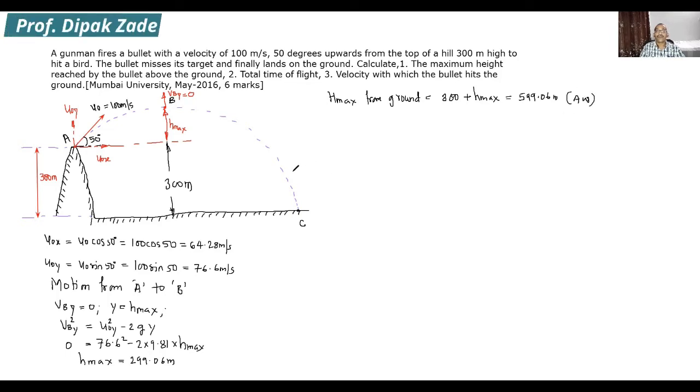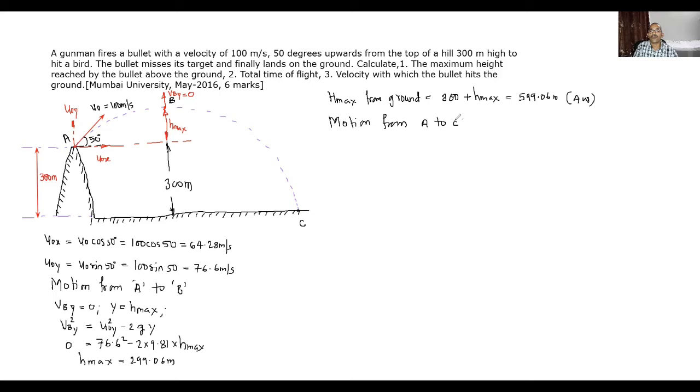Now to find out the next part, the total time of flight. Time of flight is the time required for this bullet to reach location C, starting from the original position, initial position A. That means now we'll consider motion from A to C.